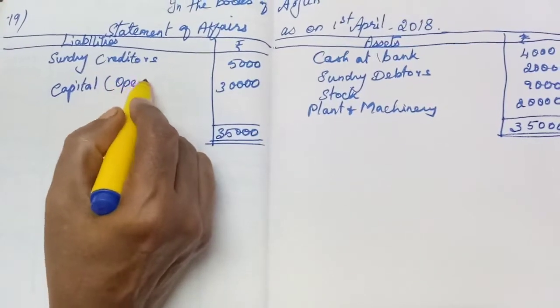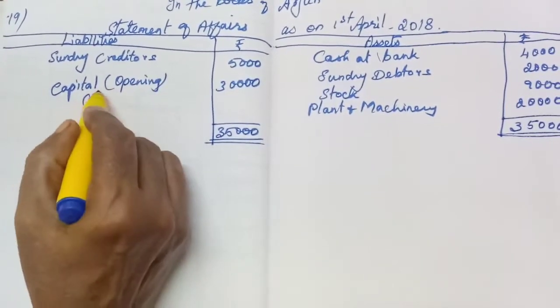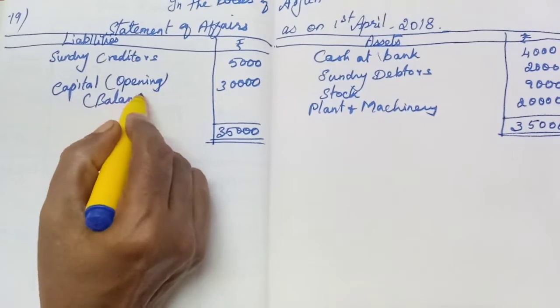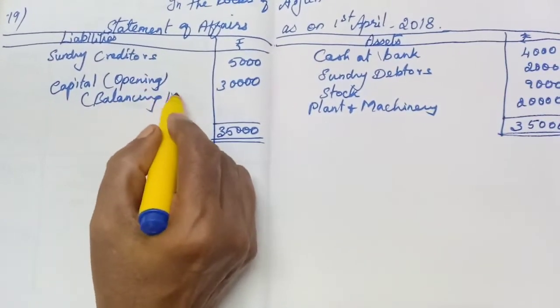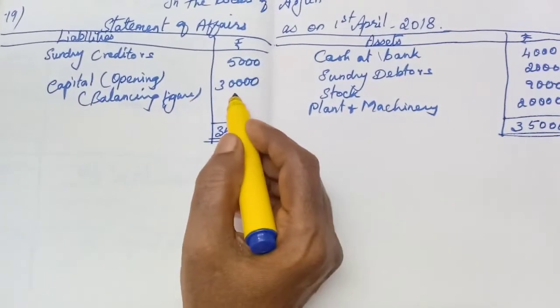Opening you write in bracket. Then again you write balancing figure. Every day I am writing and showing. The same thing should be there when you do also.